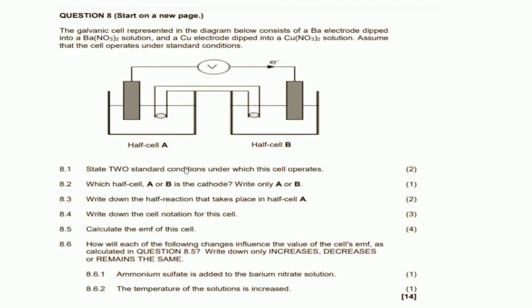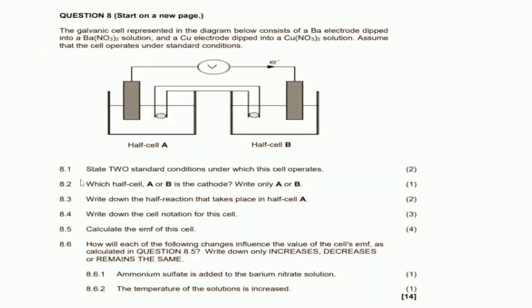Remember, they're asking which one is the cathode, right? Maintaining that the electrons will always flow from anode to cathode, we can see that they've indicated to us the direction of the electron flow. It's all the way from here and then to this electrode. So this electrode is the anode and this one is the cathode. This is how we say electrons flow from anode to cathode. So that means half cell B is the one that is the cathode.